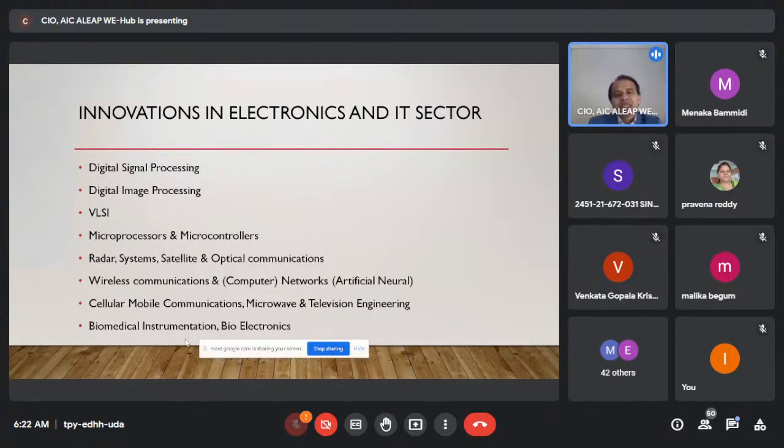Apart from that, there are other sectors like digital signal processing, digital image processing, VLSI, microprocessors, radar systems, satellite and optical systems, wireless communications, computer networks, artificial neural networks embedded in robotics, cellular mobile communications, and biomedical instrumentation. Now, biomedical instrumentation has a very promising role along with bioelectronics. Why? Because biomedical equipment is in great demand.